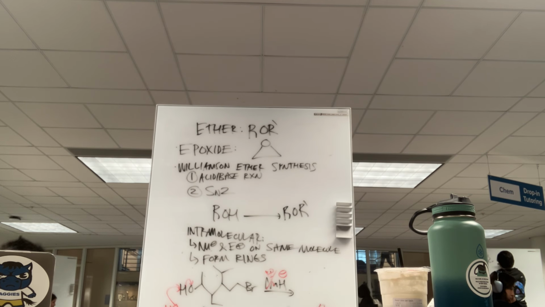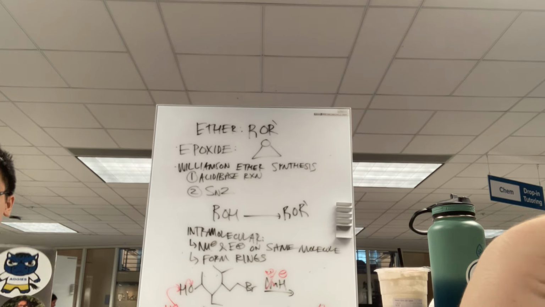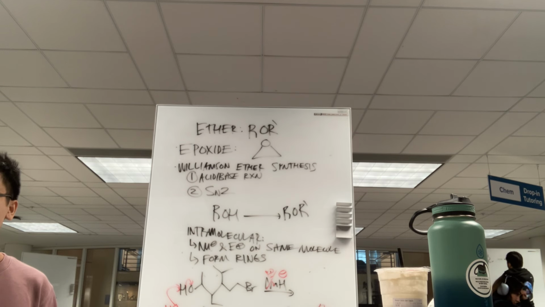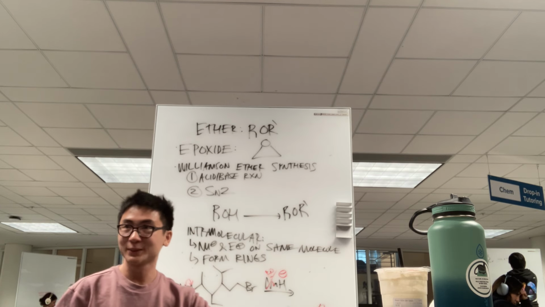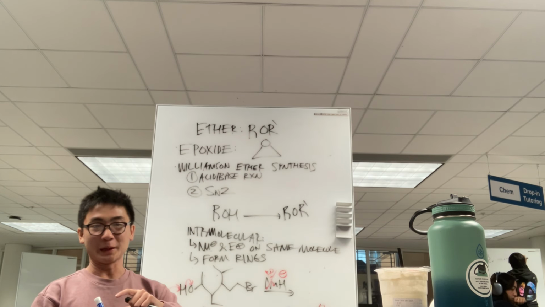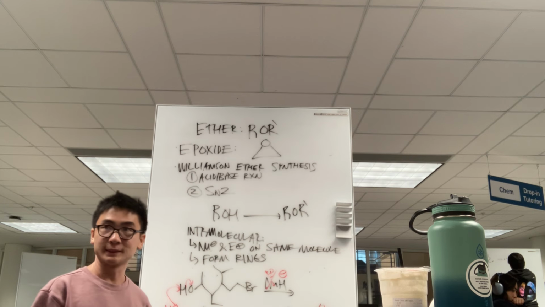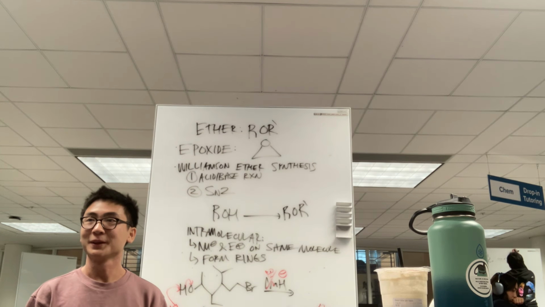So do we always react with the leaving group that's farthest away, or the one that would make the most stable ring? Because if there was another leaving group that was 10 carbons away from here, it would still attack to make this 6-membered ring because the 6-membered ring is the most stable ring, right?